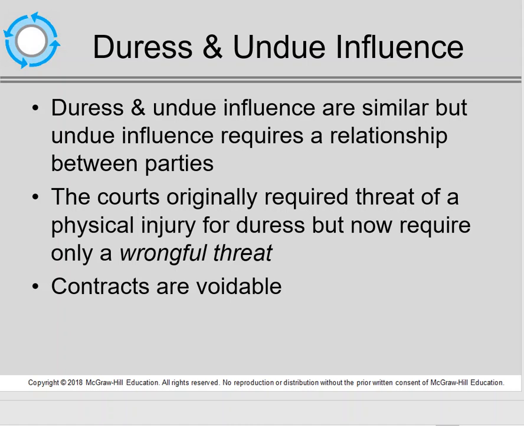The fourth behavior that invalidates voluntary consent is undue influence. Undue influence seems a lot like duress, but it's different. Undue influence occurs when there is influence exerted by a person over another person who is in a dominant position and based on a confidential relationship. So again, number one, a dominant position based on a confidential relationship.